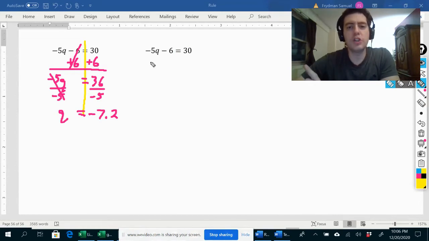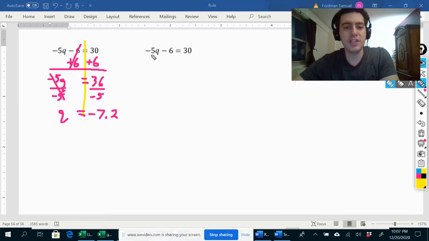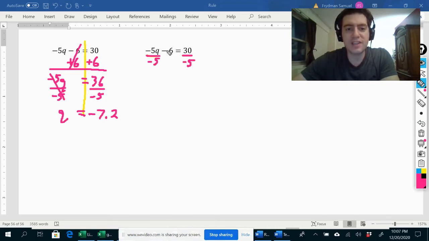So remember, if we're doing multiplication or division, then we have to do it to every single term. Okay, so if I'm choosing to get rid of this negative 5 first, and right now the negative 5 is being multiplied with the q because they're right next to each other, the inverse of that is division. So if I choose to do division first, then I have to do it to every single term. So I can't simply divide this by negative 5 and this by negative 5. I would also need to divide the 6 by negative 5. So I'm going to extend this so that it covers, so that it's under this also.